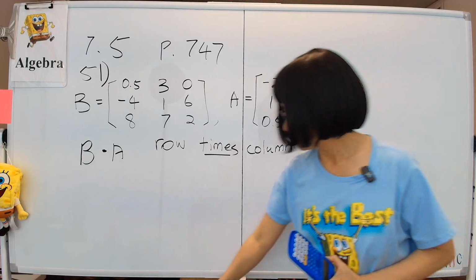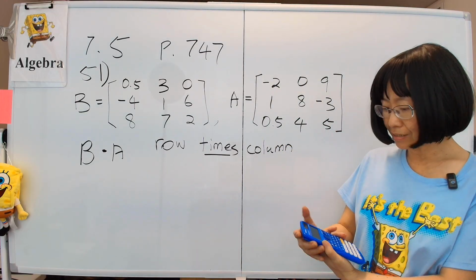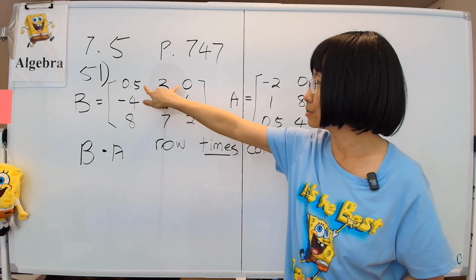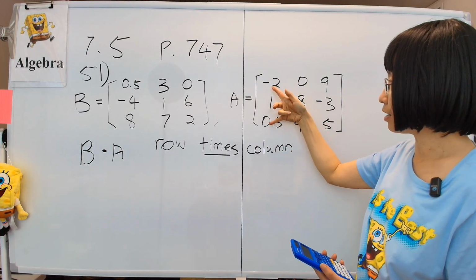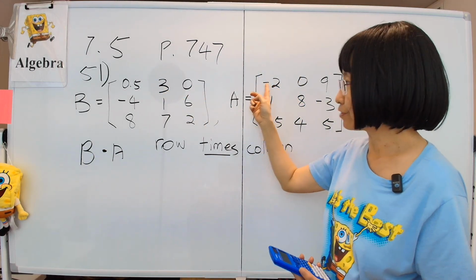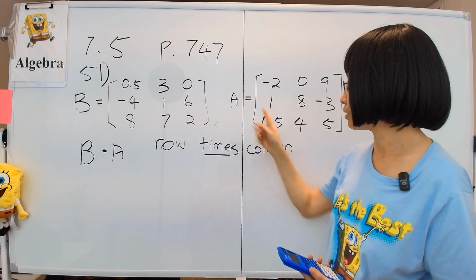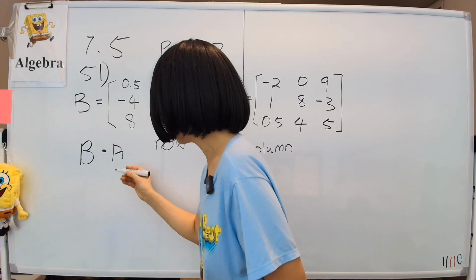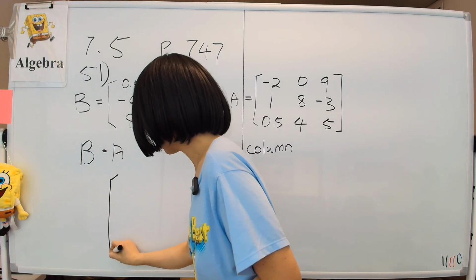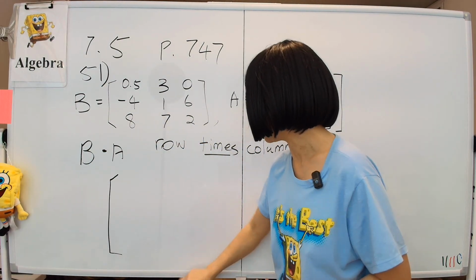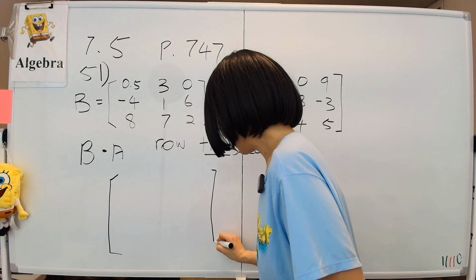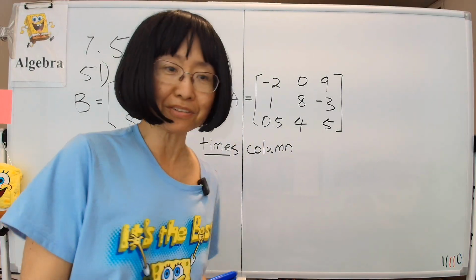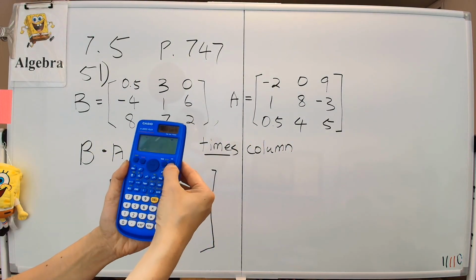There are three things, which I think I'm just going to pull out my calculator to do this. So the first thing we're going to do is this first row will be multiplied by the first column. 0.5 will be multiplied by -2, 3 multiplied by 1, and 0 multiplied by 0.5. And once we get that sorted out, then we will write down the answer in the first location. And we'll continue doing that until we do 9 things.